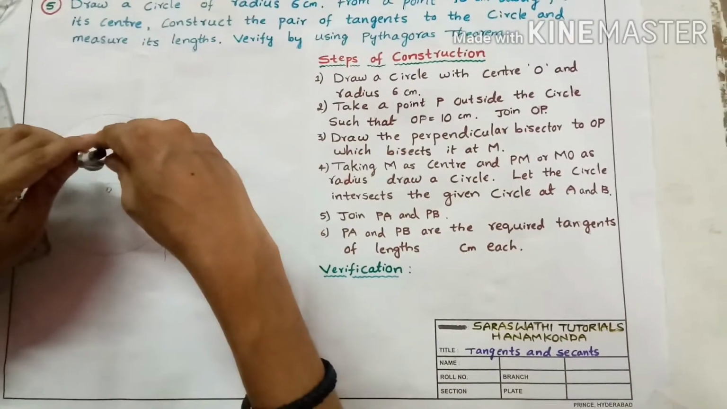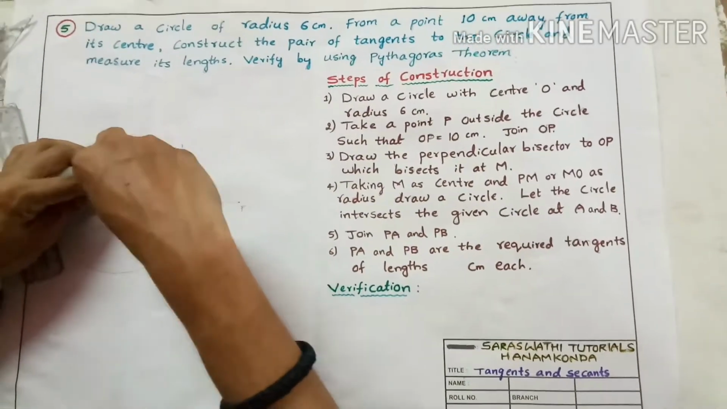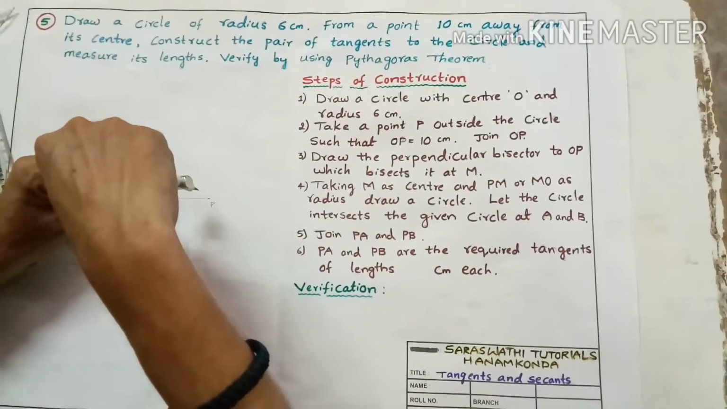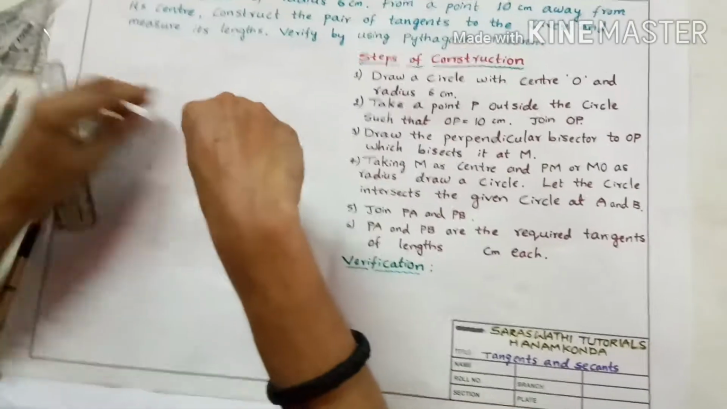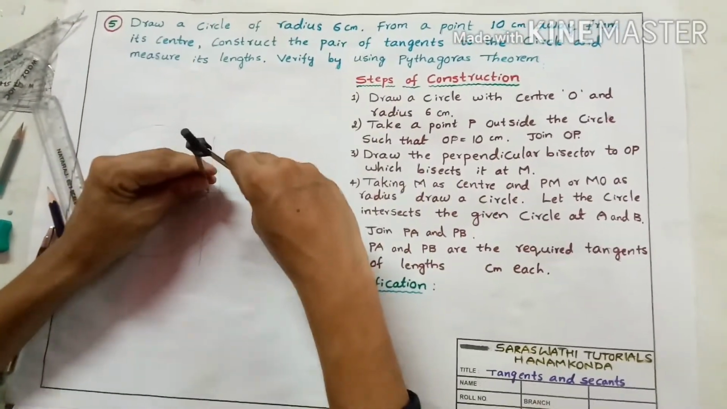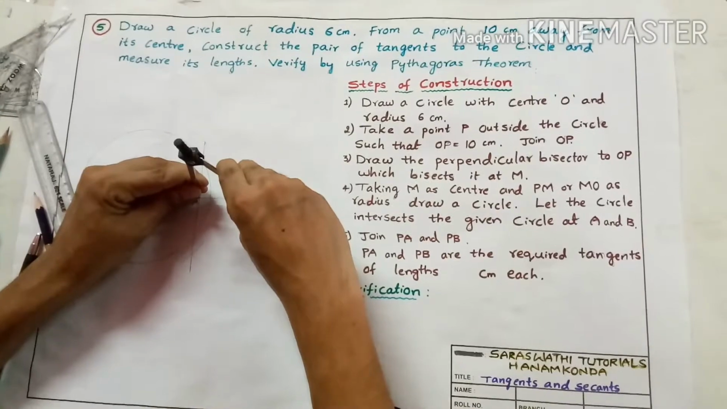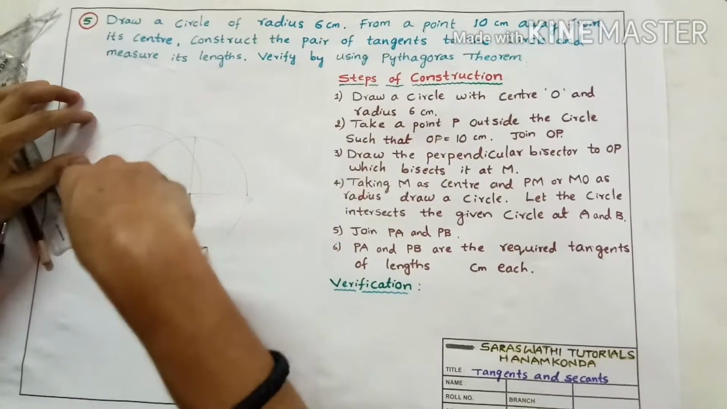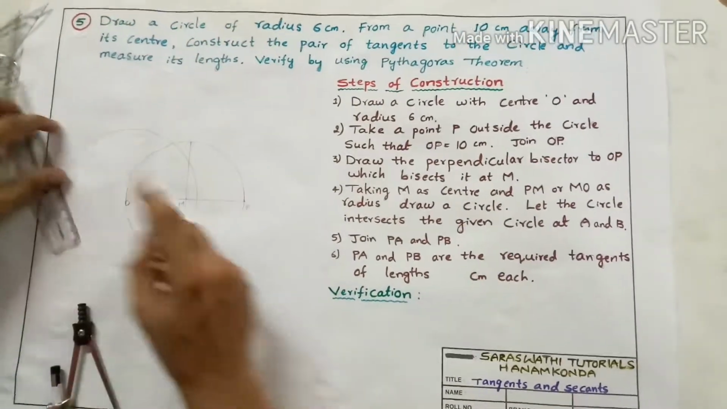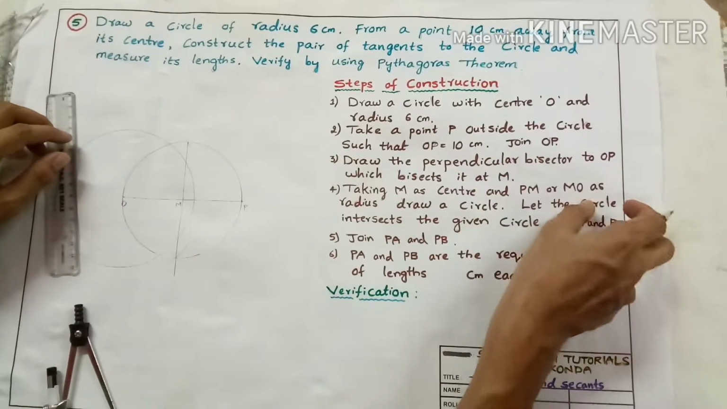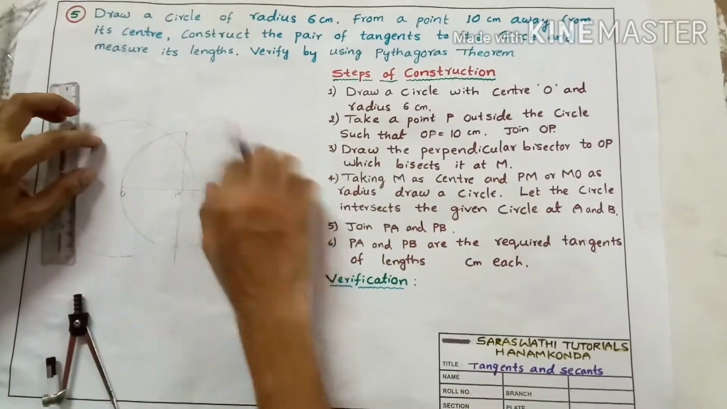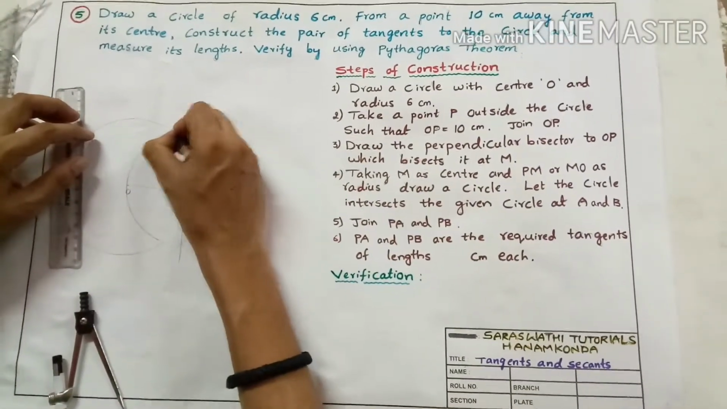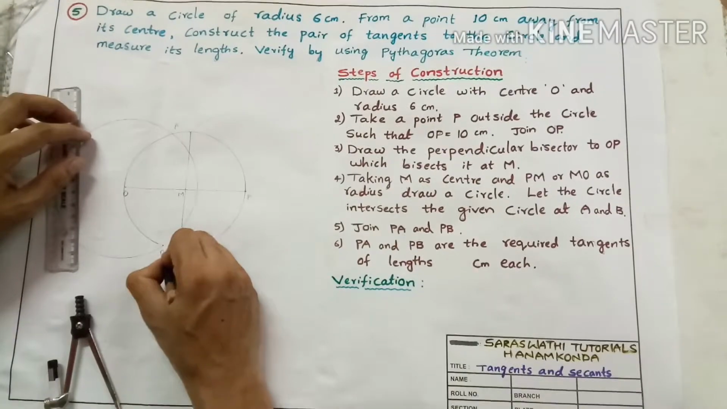Now taking OM or MP as radius, draw a circle. So taking M as center and PM or OM as radius, draw a circle. Let the circle intersect the given circle at 2 points, name them A and B. Let this point be A and this point be B.